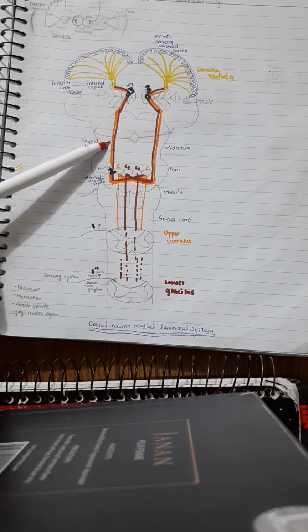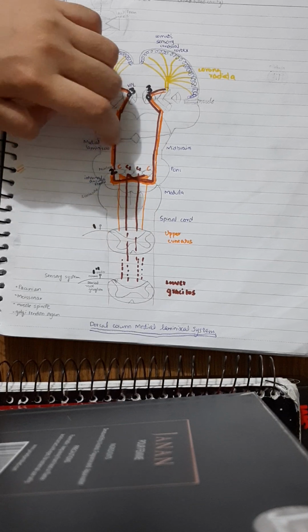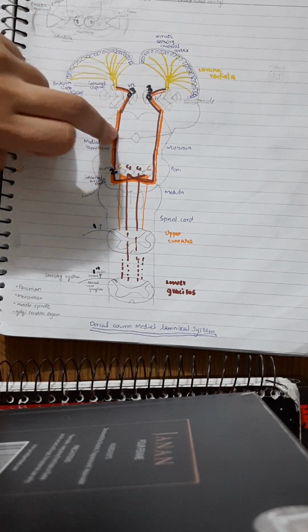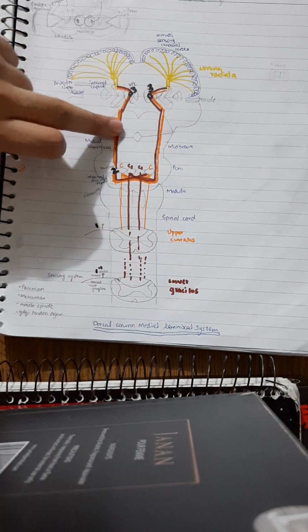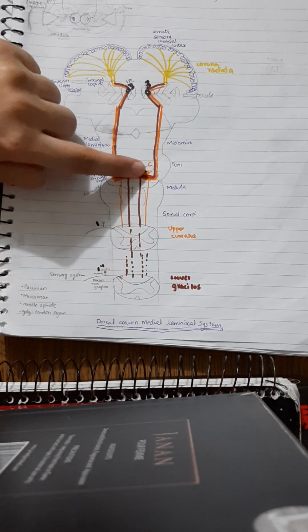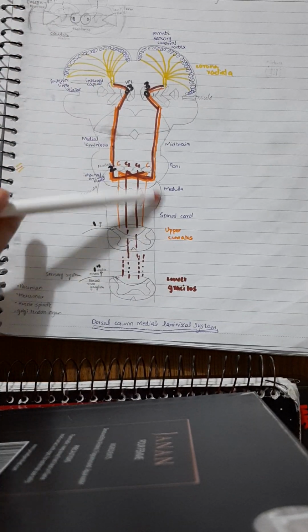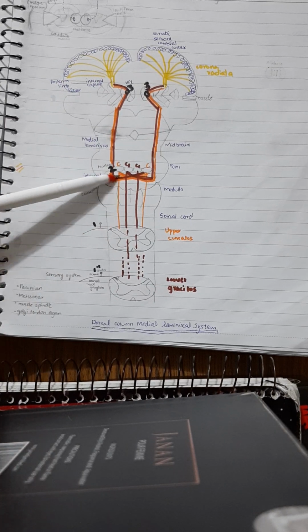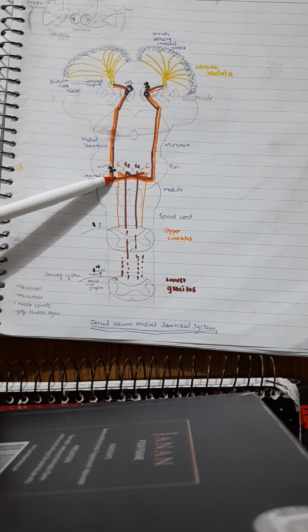Now here, if I cut the right side fibers, it is going to bring an effect to the left side, because these fibers originally came from the left side, then moved towards the right side, and then come upward. Because these fibers have crossed over, they have moved towards this side. So yeah, here the crossing over takes place.